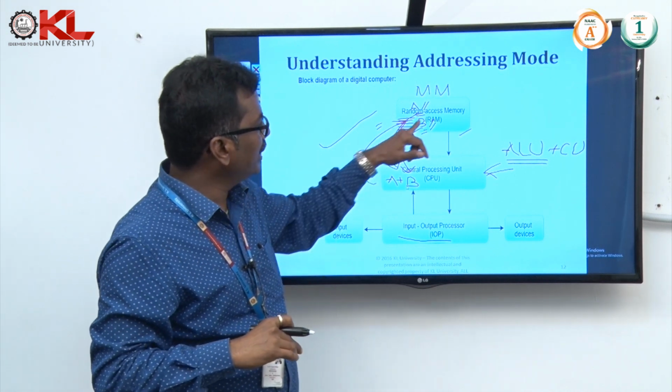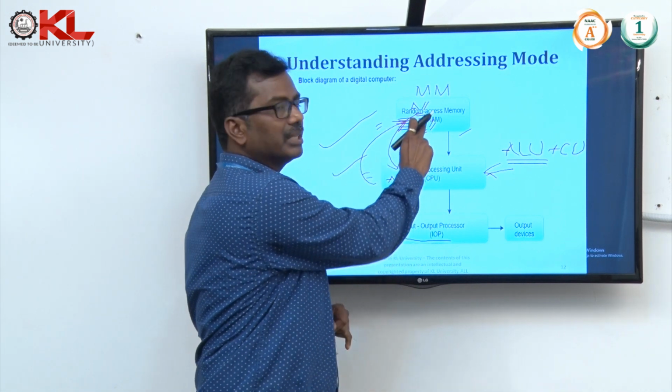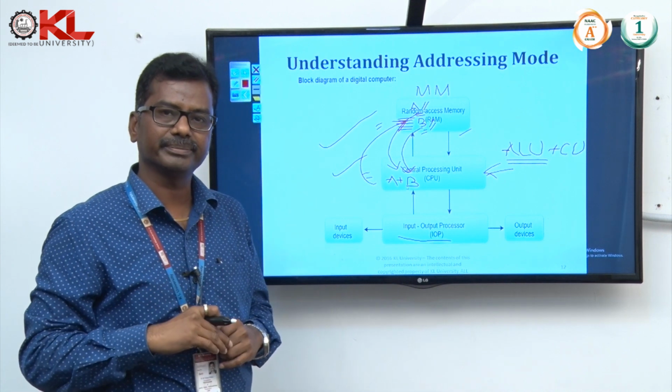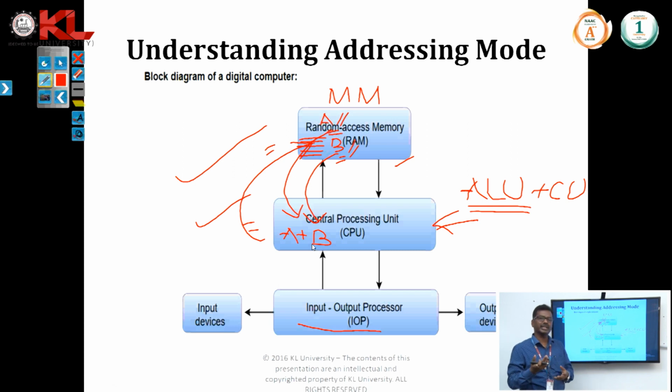There are various ways of locating or knowing the addresses of A and B present in the RAM or memory. All those different ways are called different addressing modes. Just now I told you, an addressing mode is nothing but a way or a mechanism of locating or identifying or tracing the location of a particular data or variable. This is how the addressing mode concept works.